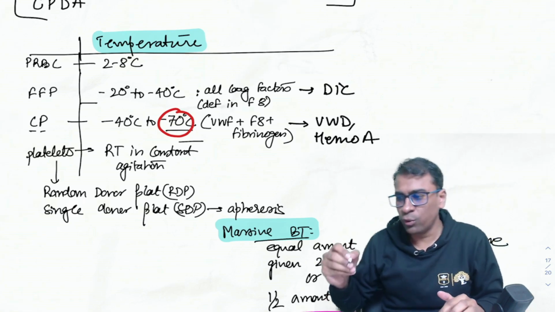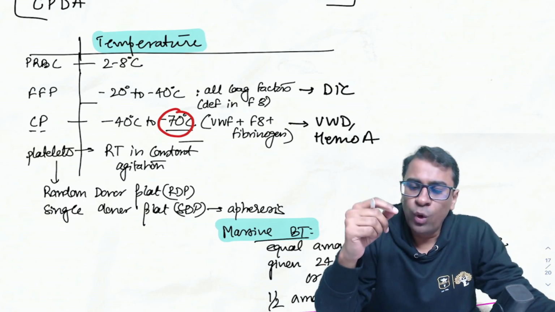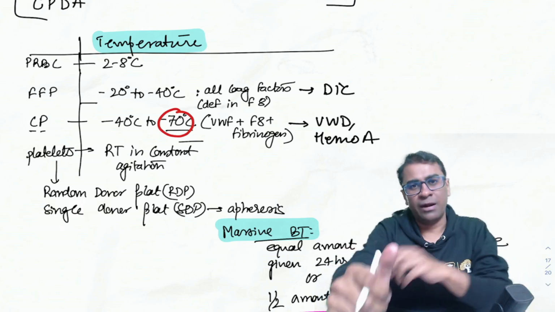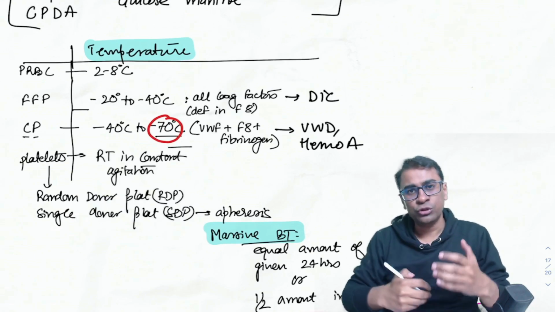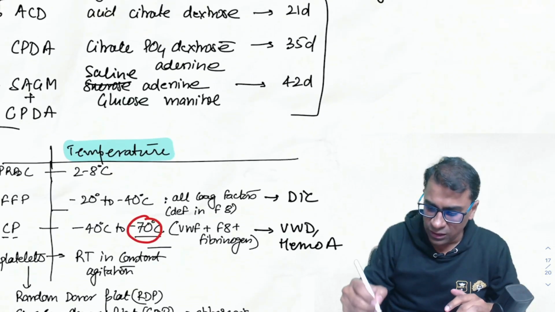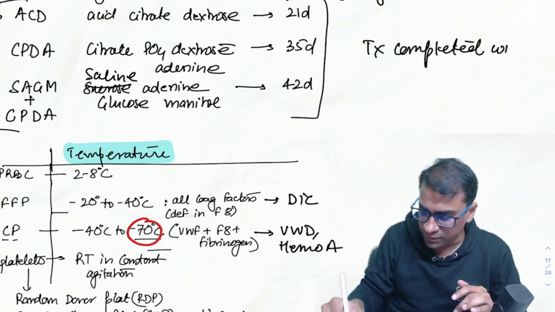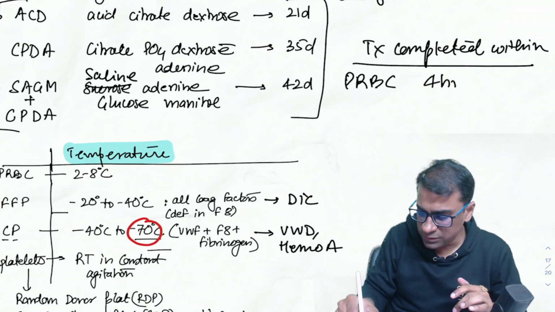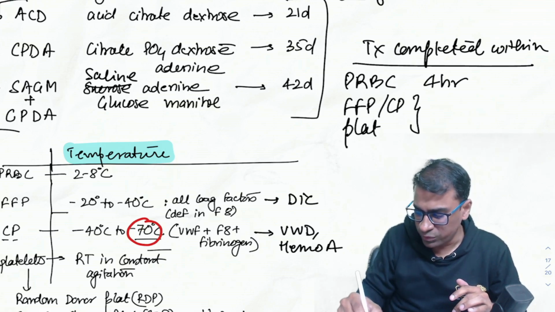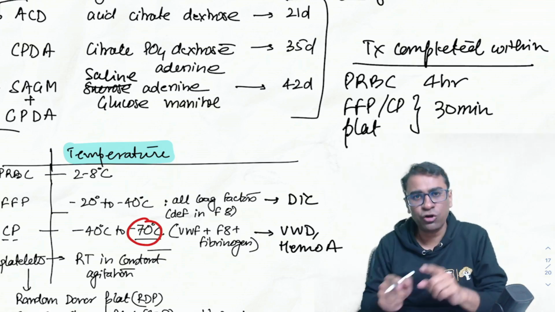Now, a very important question: suppose you have taken this blood from the blood bank. How long should you take to complete the transfusion? Remember, transfusion should be completed within 4 hours in case of PRBC. For FFP, cryo, or platelets, within 30 minutes of issue from the blood bank.